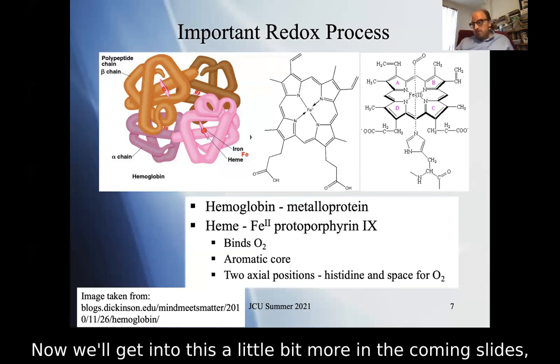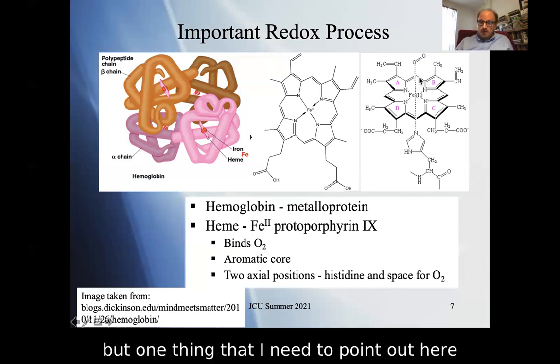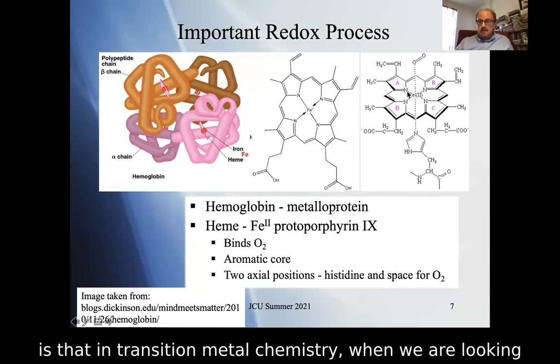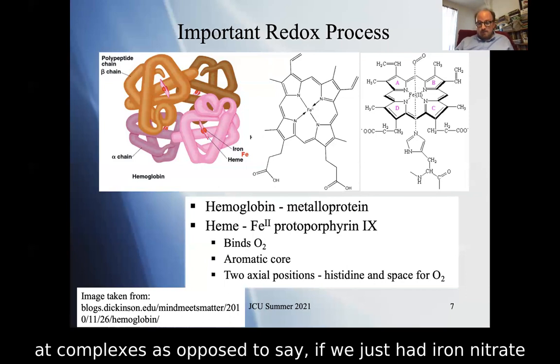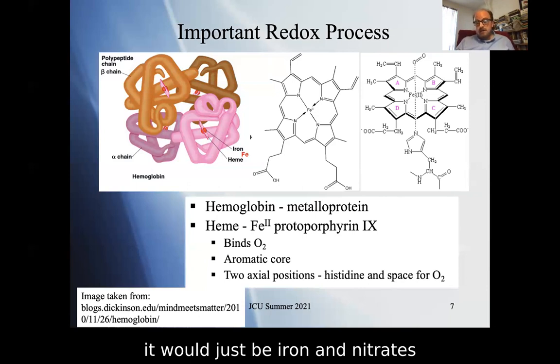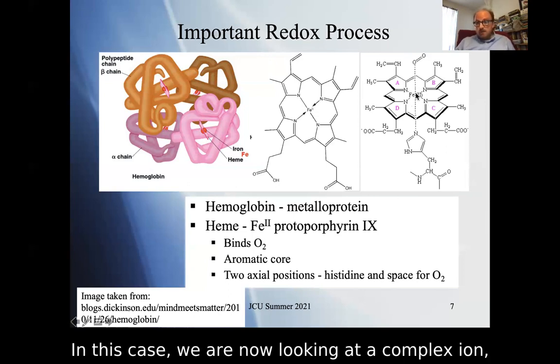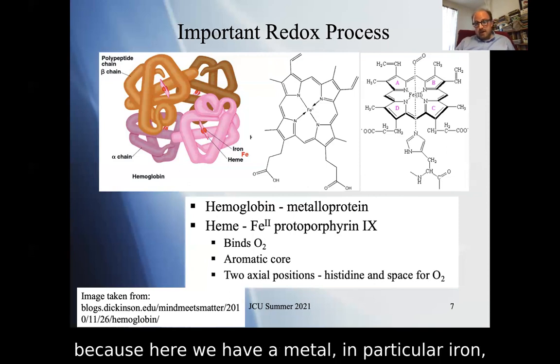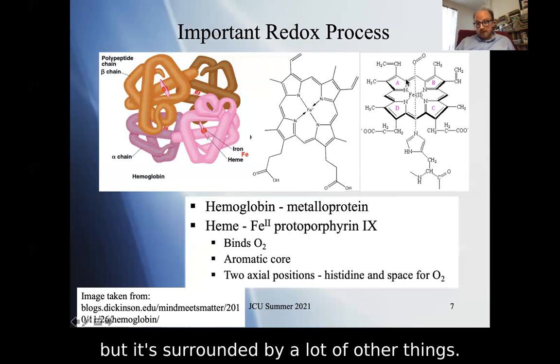Now, we'll get into this a little bit more in the coming slides, but one thing that I need to point out here is that in transition metal chemistry, when we are looking at complexes, as opposed to, say, if we just had iron nitrate salt, that's a relatively simple compound, because in the salt, it would just be iron and nitrates, and depending on the oxidation state, the relative ratios to satisfy that. In this case, we are now looking at a complex ion, because here we have a metal, in particular iron, but it's surrounded by a lot of other things.